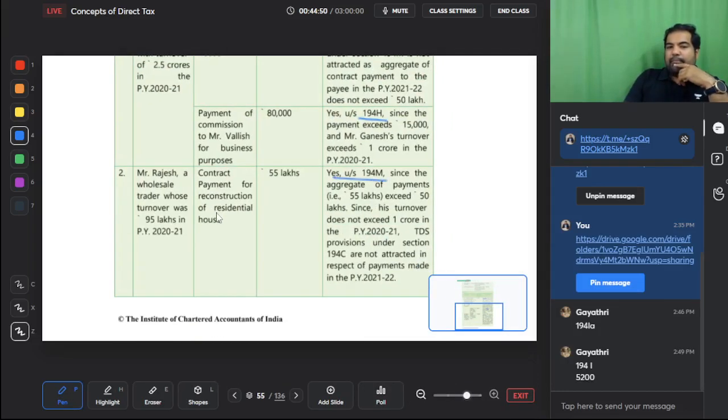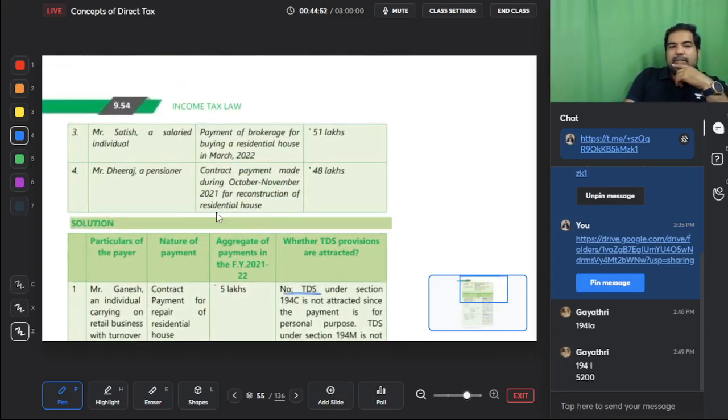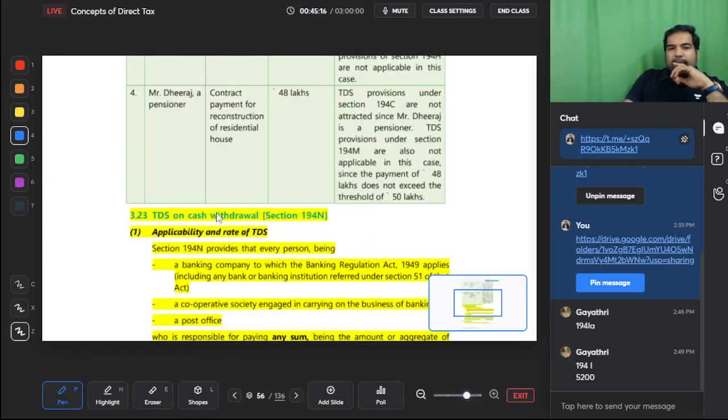Yes, 194M. Next, Satish, a salaried individual. Salaried, guys, can never be other than a small. He is definitely a small because he does not have any business, so he will not cross that turnover. So payment of brokerage, 51 lakhs, 194M will apply. And again a pensioner, so again a small individual, but 48 lakhs, so 194M will not apply. So third one will apply, fourth one will not apply.